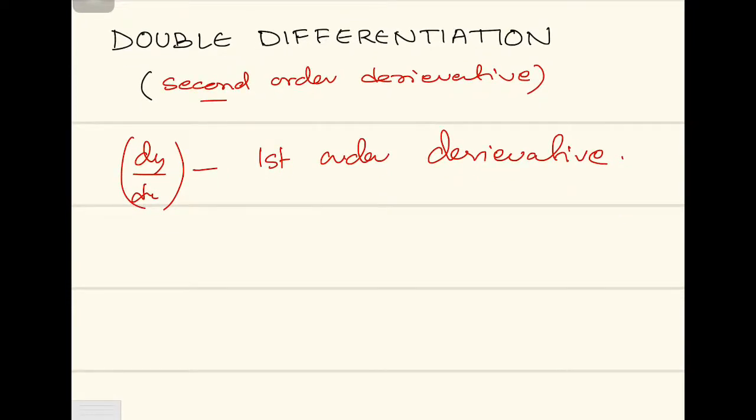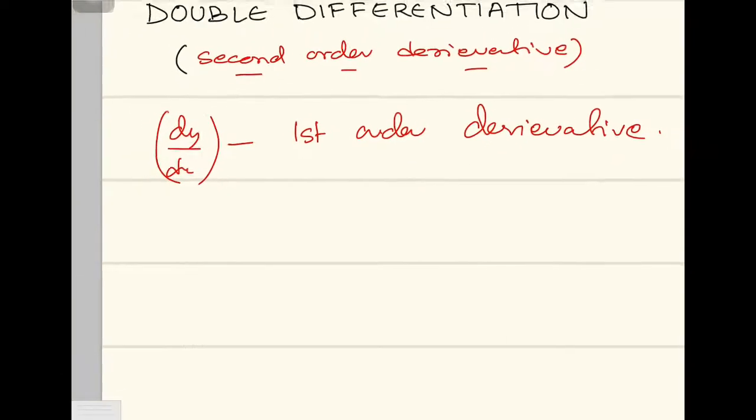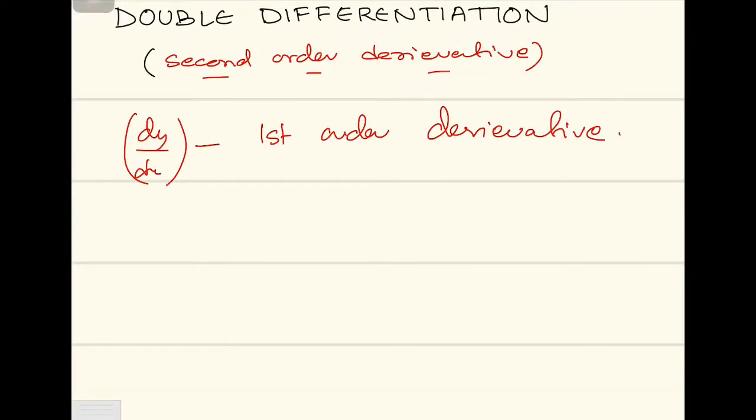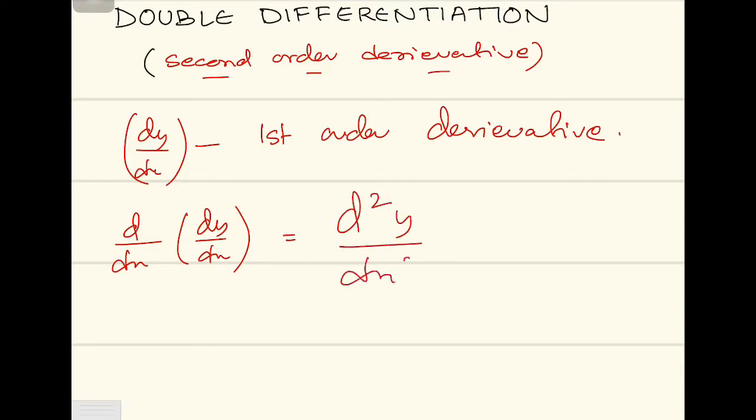Now when I say second order derivative, what do I need to do? I need to differentiate the first order derivative. So I need to do d/dx of dy by dx. And what do you get? Okay, watch carefully. What do you get when you differentiate the first order derivative? You get d2y by dx square.